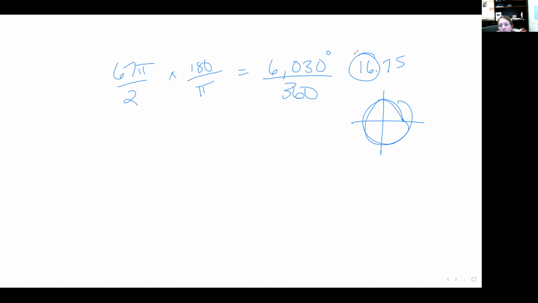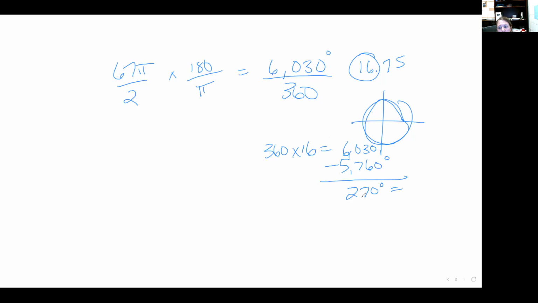That means there are 16 full loops, okay? So if I do 360 times 16, that would be 5,760 degrees. That means those are the full loops we can do. Now we want to see how many degrees I have left over, where I end. So 6,030 minus that leaves us with 270 degrees. That would be our coterminal angle: 270.